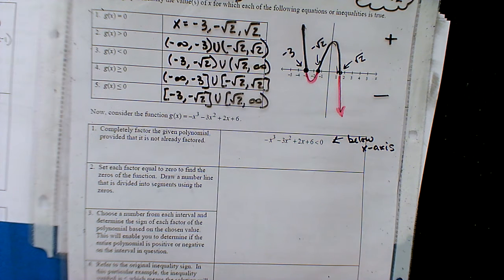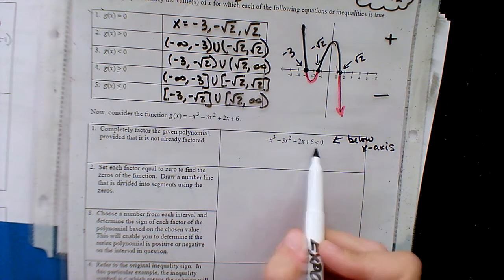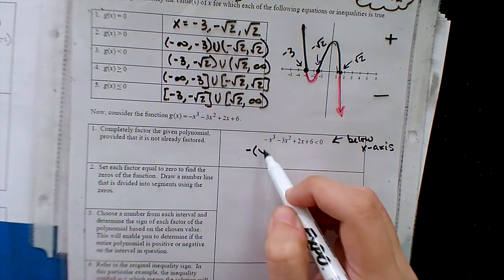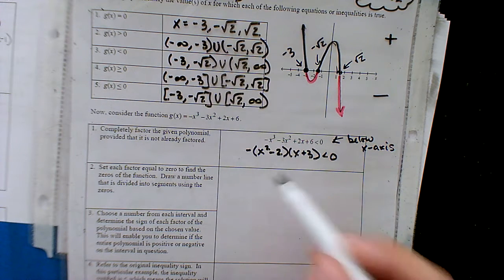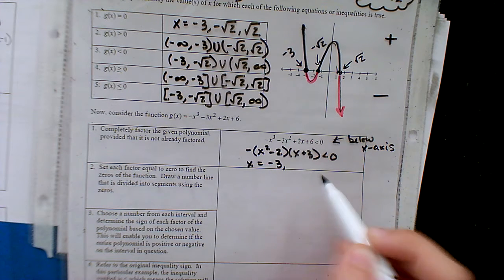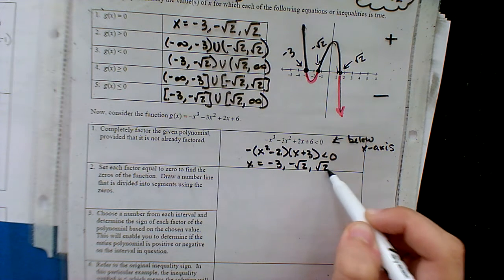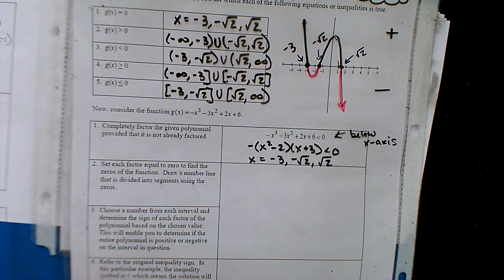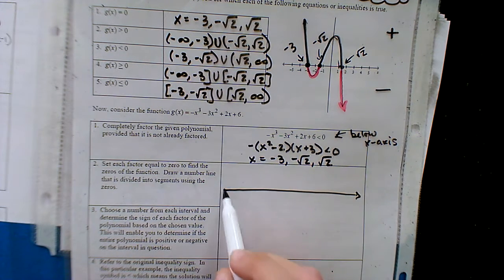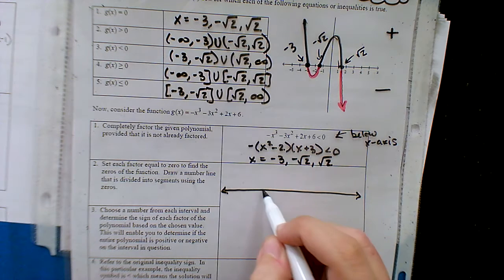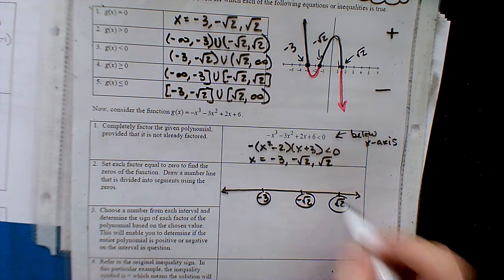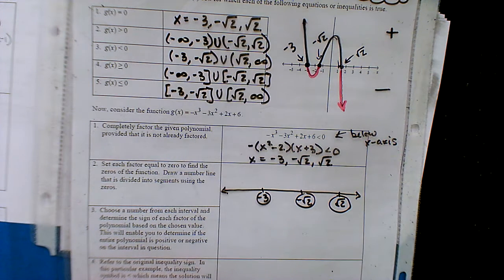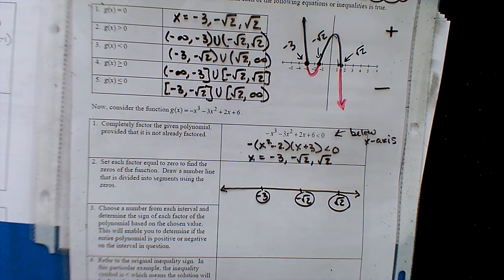So the first thing is we're going to find those x-intercepts. We're going to factor the equation. We already did that at the top, if you want to go ahead and write it down. And we said our x locations were -3, negative square root of 2, and positive square root of 2. So those are going to be the numbers that we circle on our number line. All right, let's pick some values.